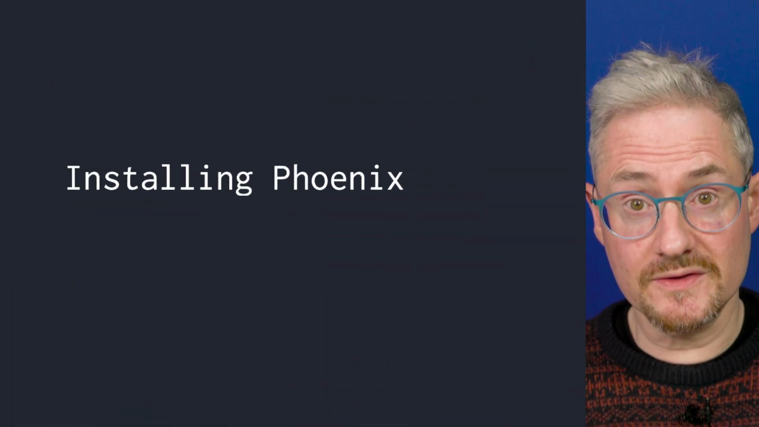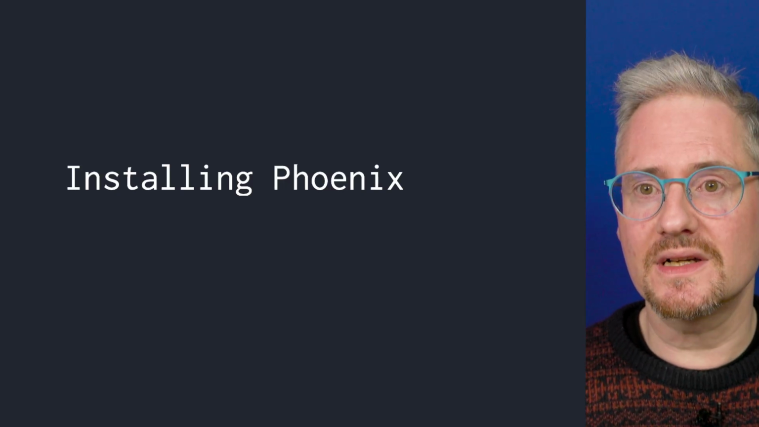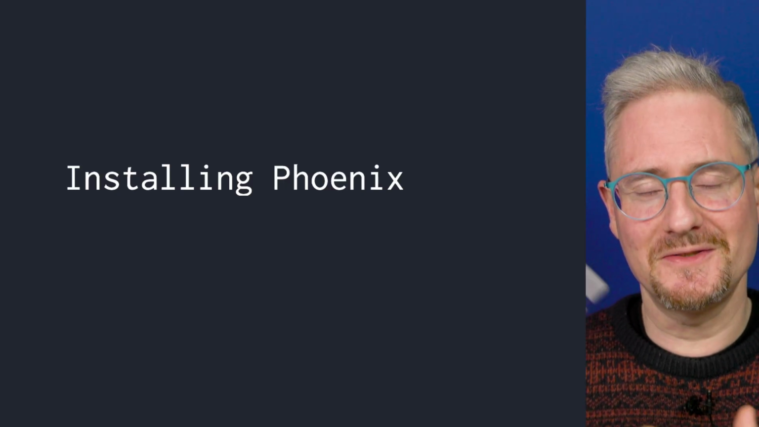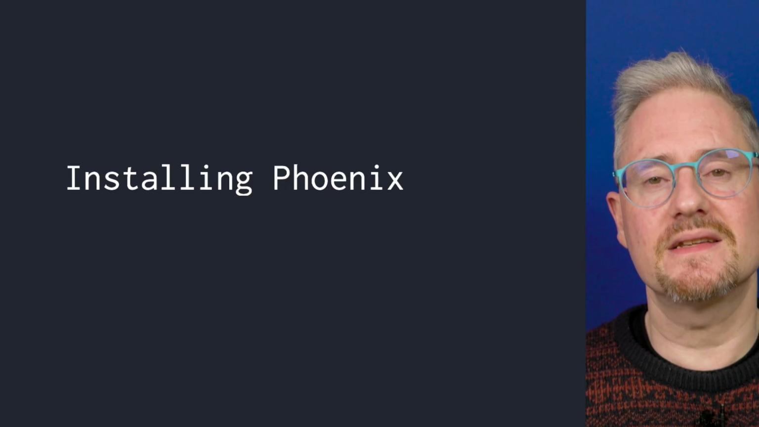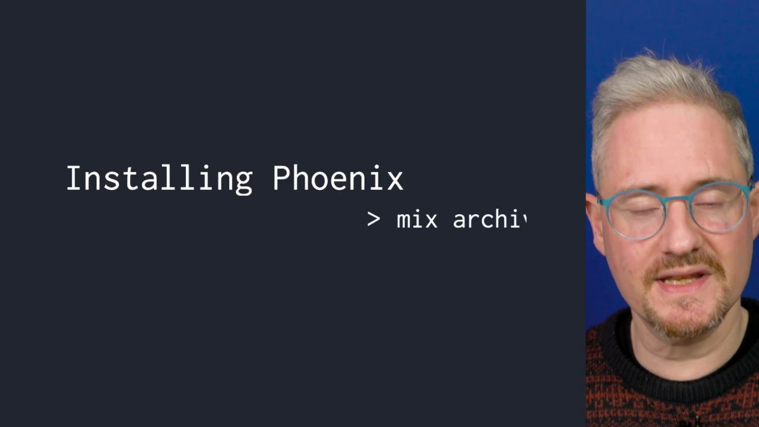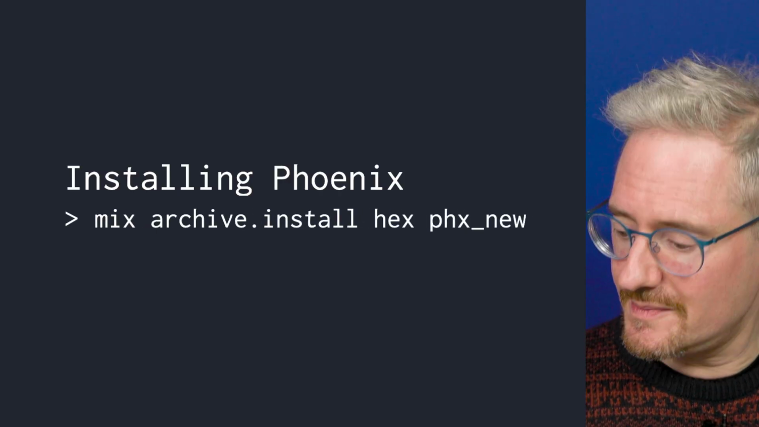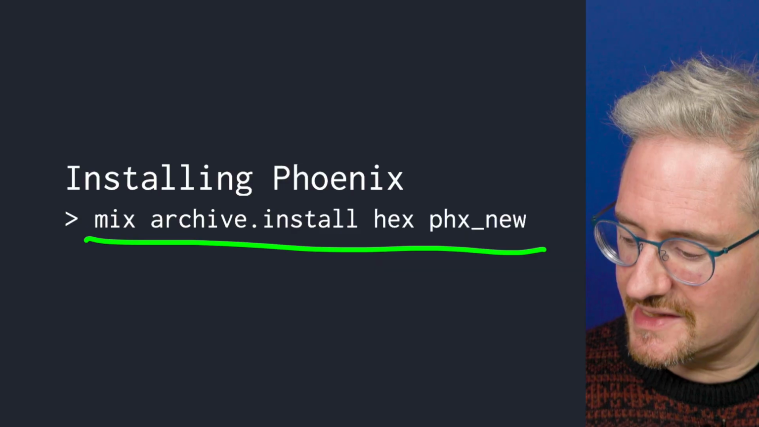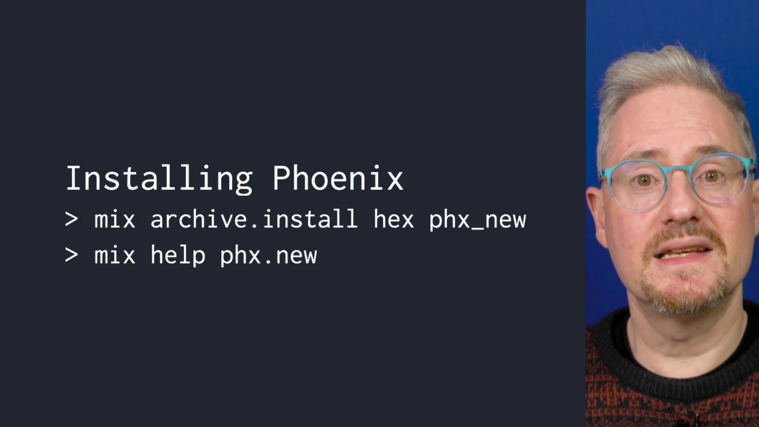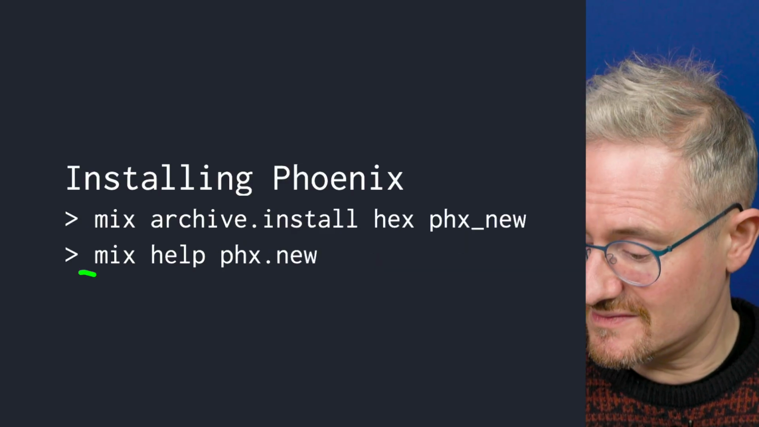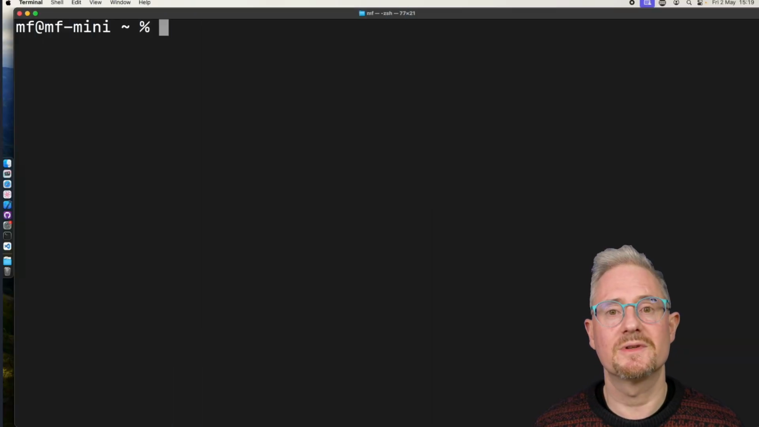And now we're going to install Phoenix. So Phoenix is the web framework. This is the Rails to Elixir's Ruby, right? This is the web framework that sits on top of everything, which we install with mix archive.install hex phx_new, and then to see if that works, mix help phx.new. So I'll show you what that looks like.